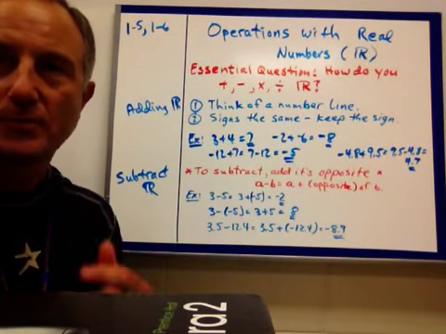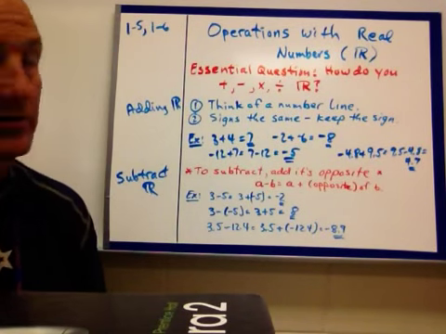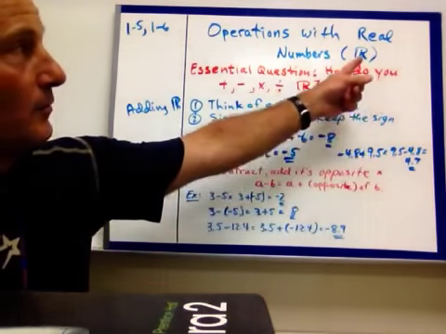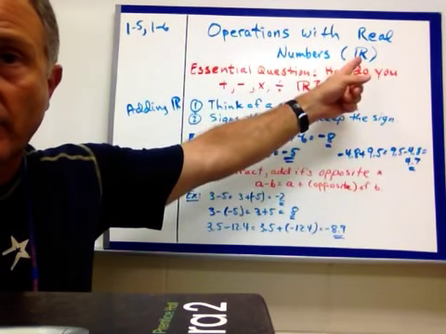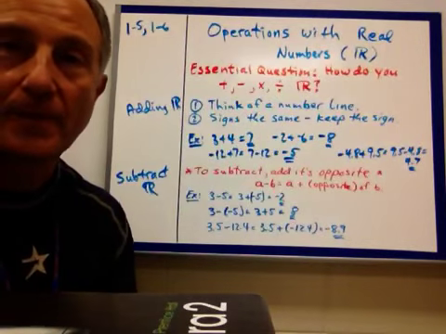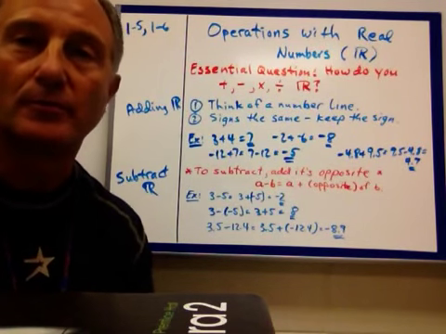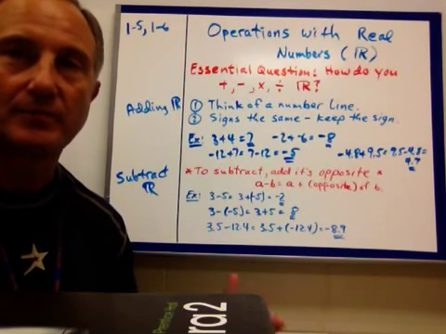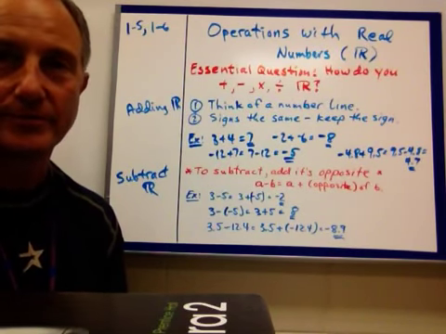Alright, here we are today for Algebra 1, talking about operations with real numbers. When you see me use the double bar R, that's what I call it. It's a capital R with an extra bar on it. That stands for real numbers. It's all the numbers that we use in here: positives, negatives, fractions, decimals, the whole nine yards.